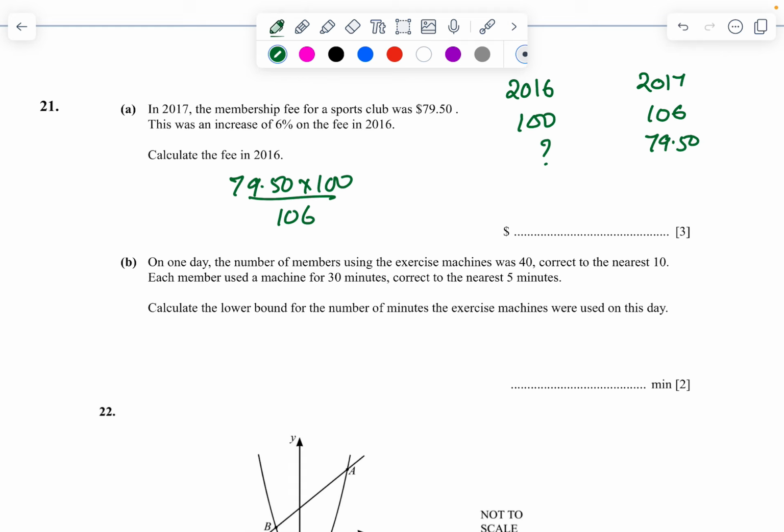So what am I going to do? I'm going to take the calculator and multiply it out, which is 79.5 times 100 divided by 106, which is going to be 75.